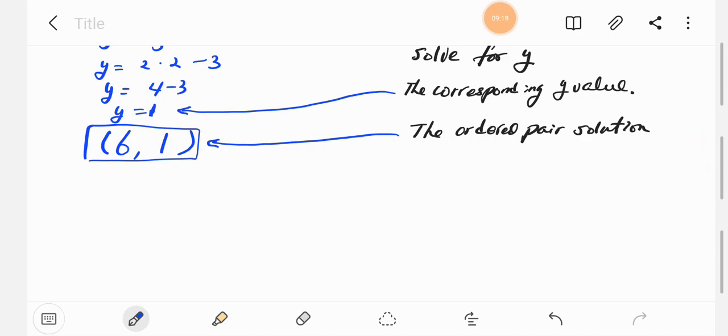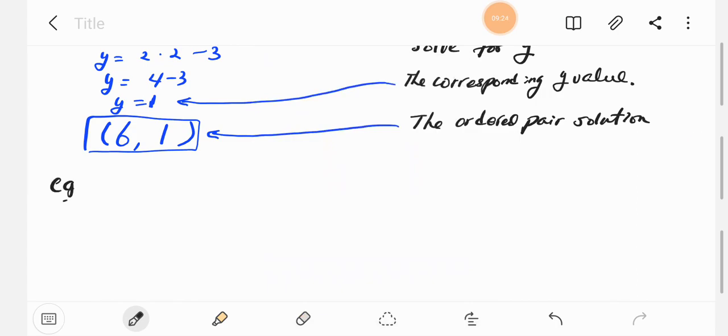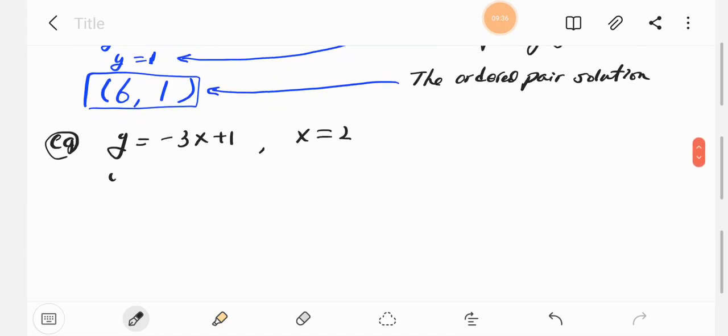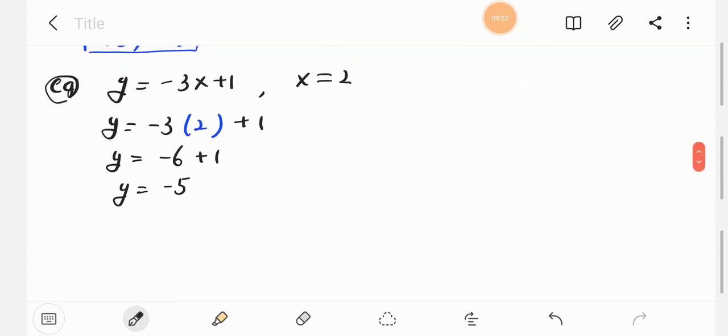Let's try another example. Let's find the ordered pair, and we will do the same thing, for the equation y equals negative 3x plus 1 when x equals 2. So what we do is replace this x with 2, and then solve for y. Negative 6 plus 1, then y equals negative 5. So the corresponding y value is negative 5.